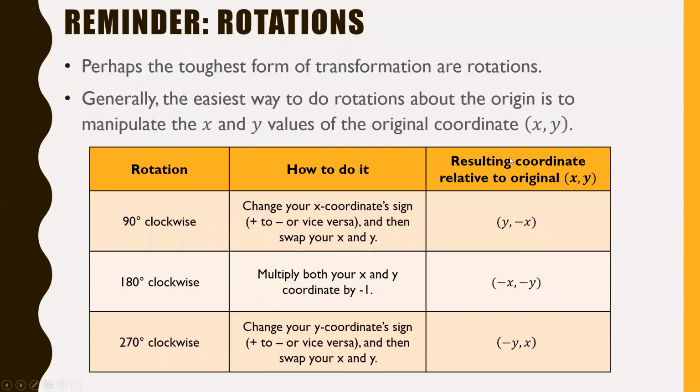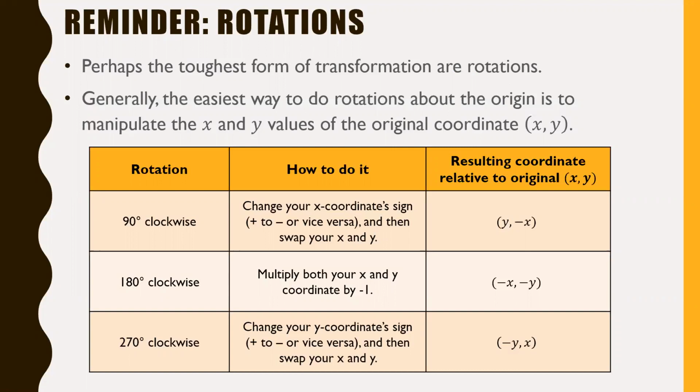Before we get started on this though, I just want to remind us about how to do rotations. Out of all the types of transformations we looked at, and just by the way, the types we saw were translations, that's moving things left, right, up, down, reflections, so crossing it across either the x-axis or the y-axis, and dilations, which are making things bigger or smaller. But then there's rotations, which again are the toughest of the whole bunch.